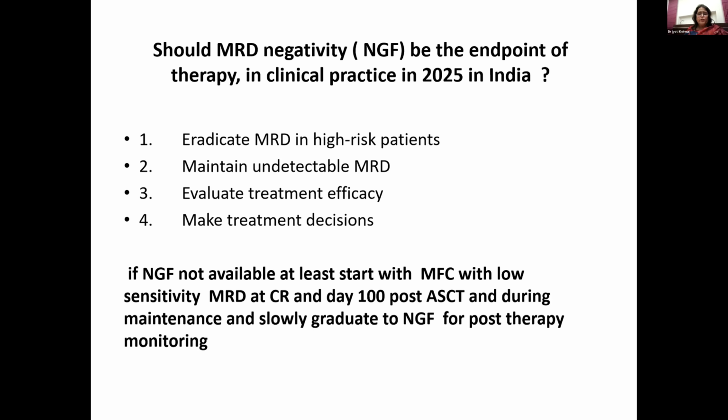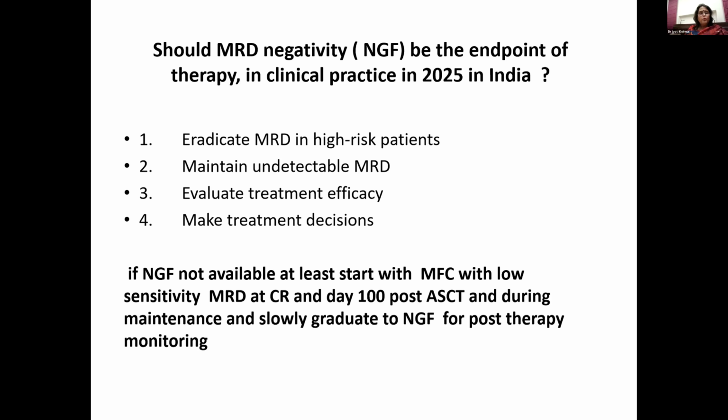So wherever there is a flow cytometer, everyone should start with multi-parametric flow cytometry only. Give it with a sensitivity of 10 to the power of minus 4. Look at MRD at CR, because that also has a very strong prognostic value, as you saw in the meta-analysis of 2017. If we can reach that stage in developing countries, in India, in every center, that is also good enough. And do a day 100 post autologous stem cell transplant and take decisions accordingly.